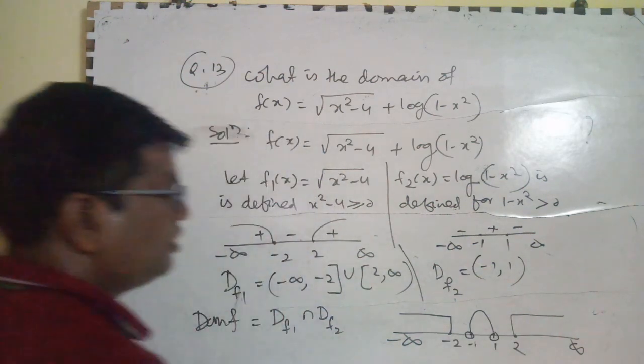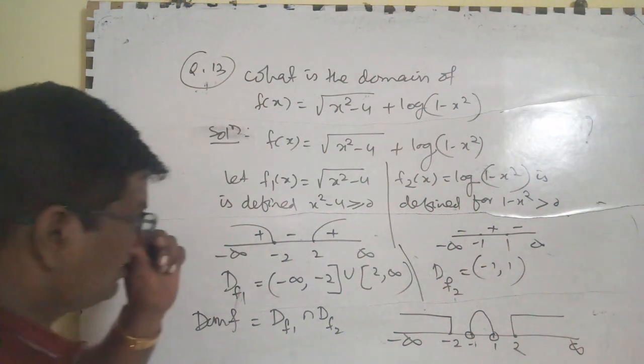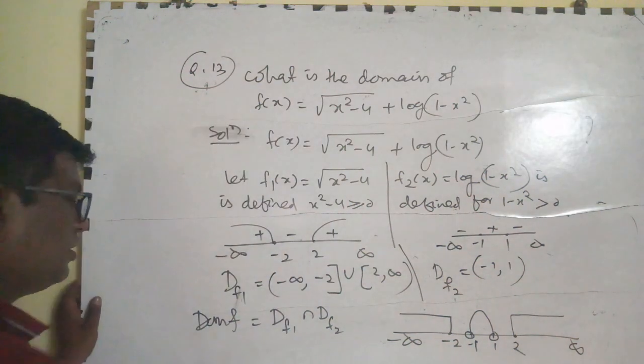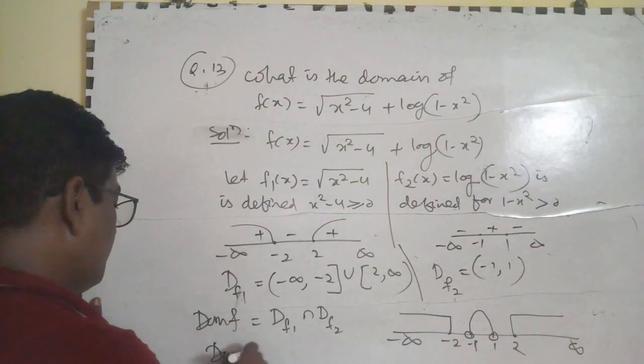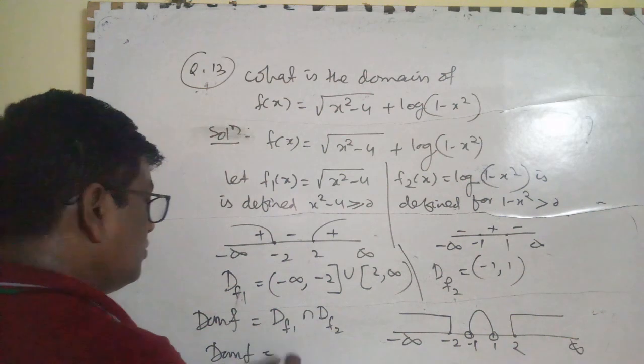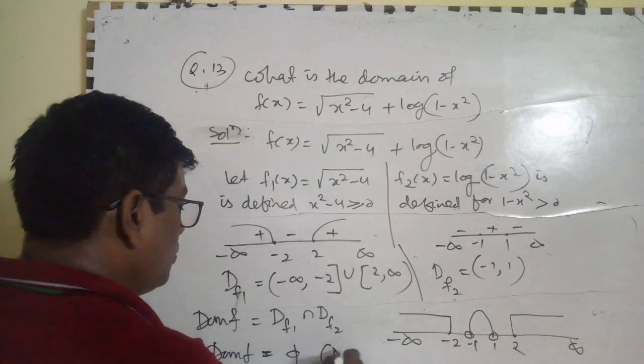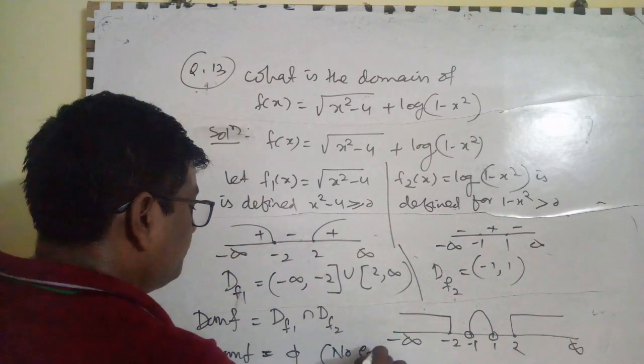What is the common region here? There is no common region. So dom f is equal to phi because no common.